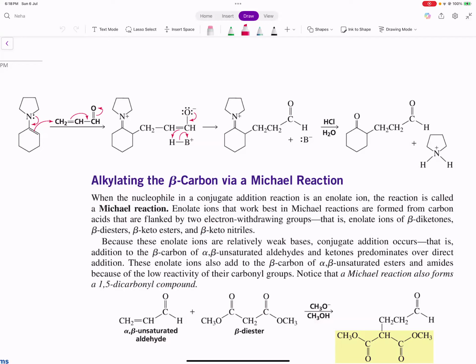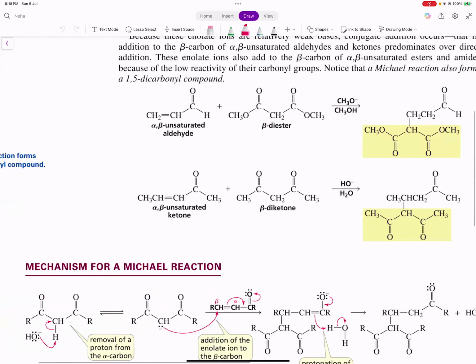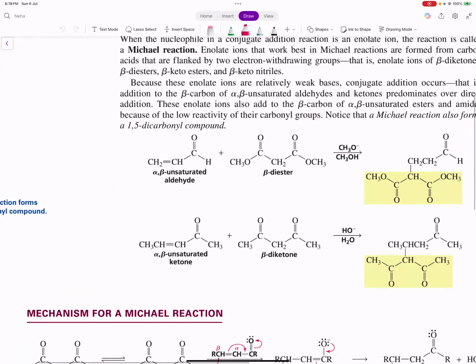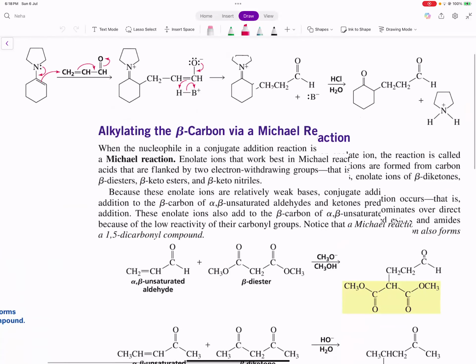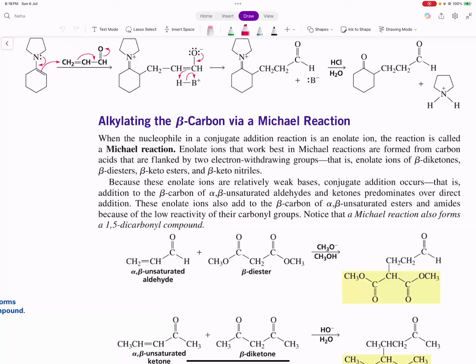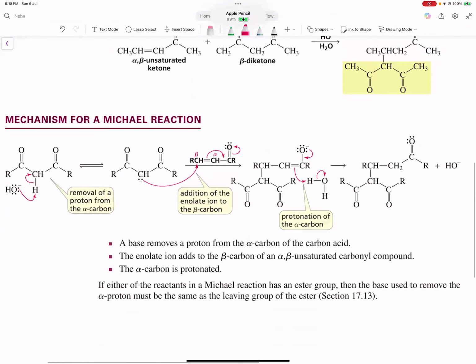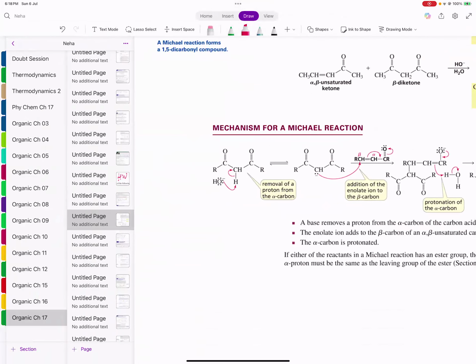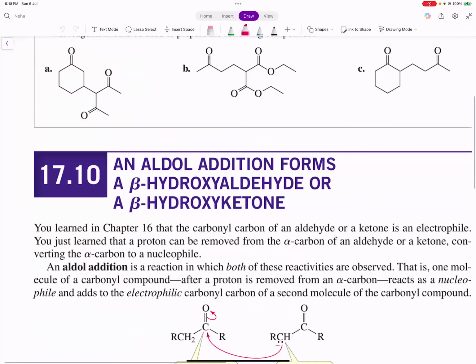Okay, yes, I got it. Although this is not really okay, we'll just skip the Michael reaction, alkylating the beta carbon by Michael reaction, for the moment. I'll just skip it, because I just want to get to the aldol. Okay, this is where we have to do.